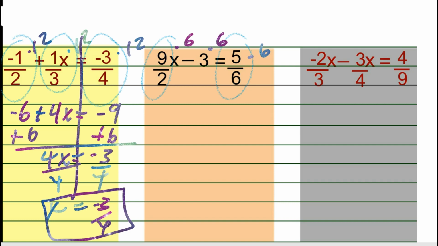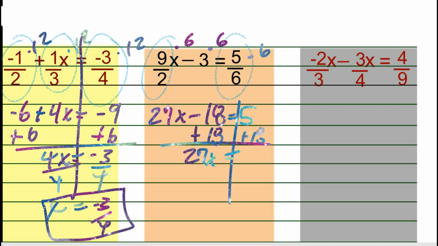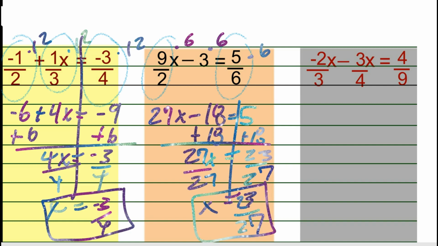All right, 9 times 6 is 54. 54 divided by 2 is 27. 27x minus 6 times 3 is 18, is equal to 5 times 6 is 30. 30 divided by 6 is 5. All right, and then we just add 18, add 18. 27x is equal to 23. Divide by 27, divide by 27, and we get x to be 23/27.